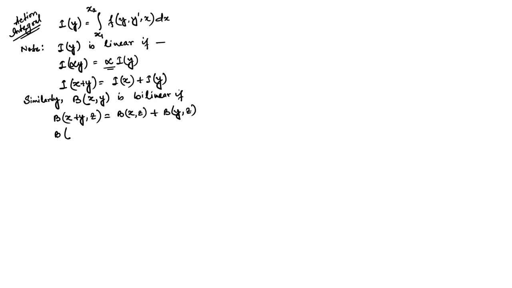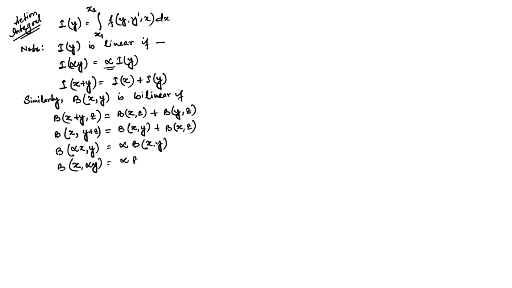Similarly, if we have B of x comma y plus z, it will be B of x comma y plus B of x comma z. Again, if we have say B of alpha x comma y, this will be equal to alpha times B of x comma y. Similarly, B of x comma alpha y will be what? Alpha times B of x comma y. So, these are the linear properties of this action integral.